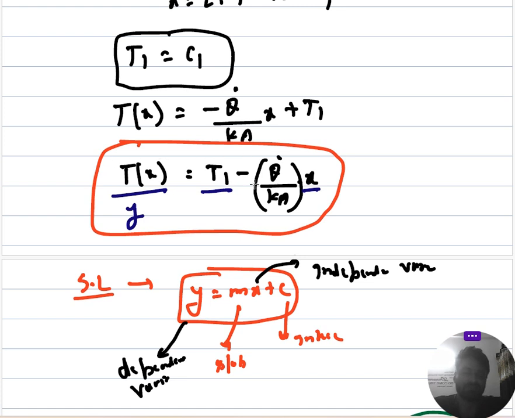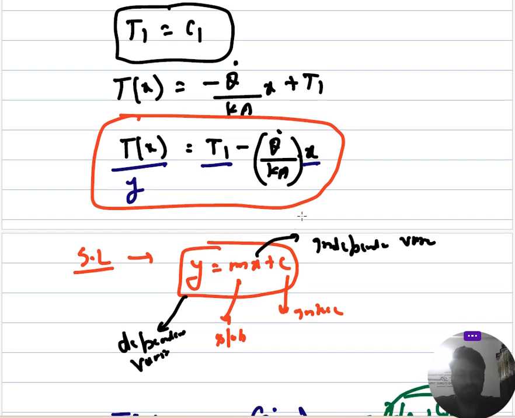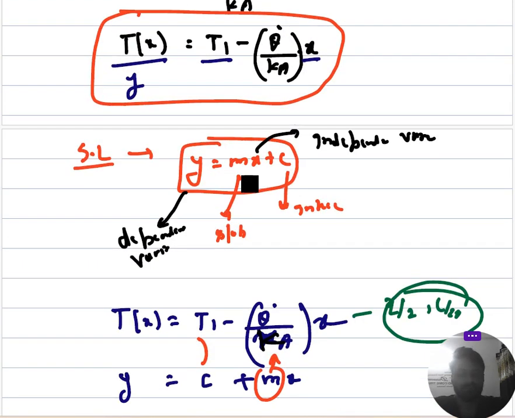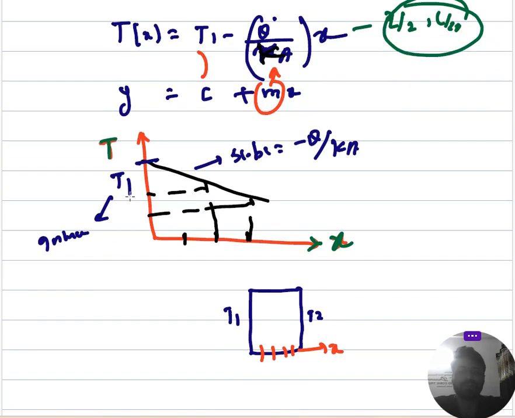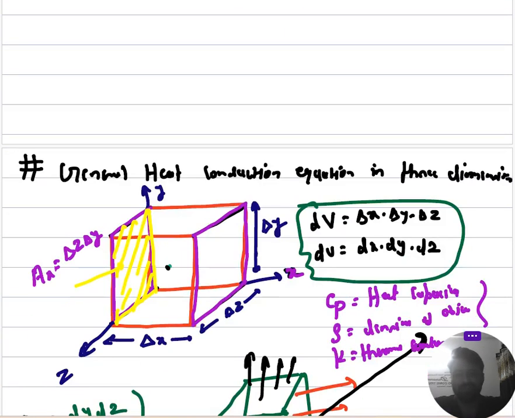So this is just a linear equation, a straight line equation, y equals mx plus c, where m is equal to minus q dot by k, and T1 is the intercept. So due to this equation, you can calculate the temperature within the solid at any particular location x. The question can be asked graphically or numerically. All of these things I have already told you, so you can use that kind of thing now.